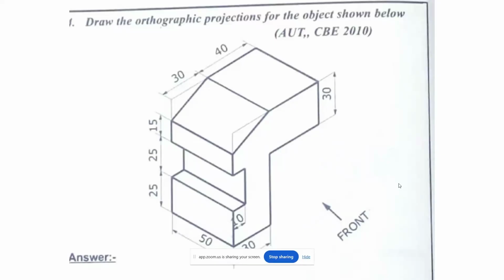In this drawing, the maximum portion is visible from the left hand side. So you will be drawing the left hand side of the drawing, but you should draw it on the right hand side of the page. So the front view, below that the top view, and on the right hand side the left hand side view.